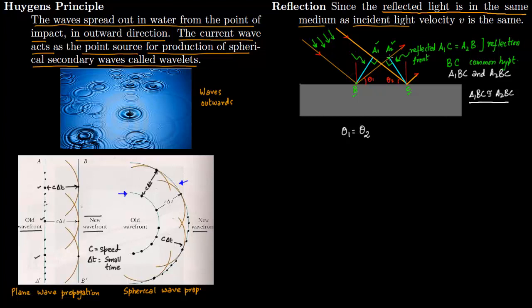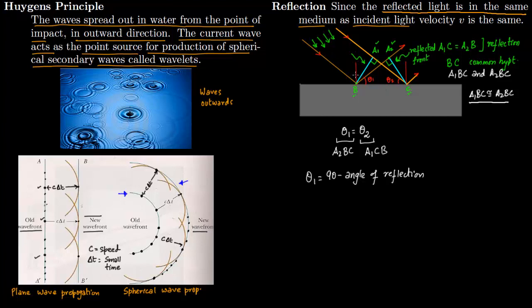So theta 1 is the angle in the triangle A2BC, and theta 2 is the angle in the triangle A1CB. So these two angles are equal. So notice that this theta 1 is equal to 90 minus angle of reflection. So theta 1 is 90 minus angle of reflection.